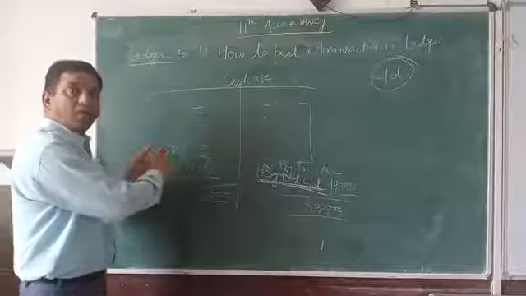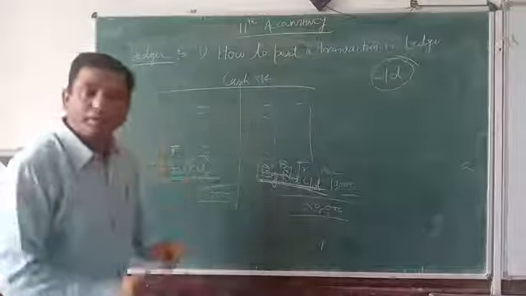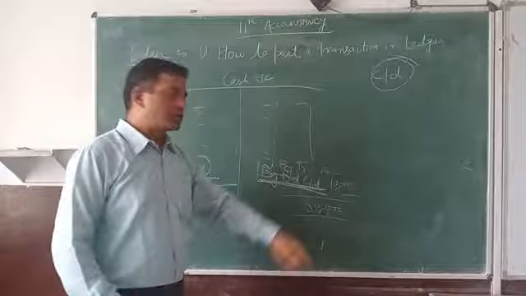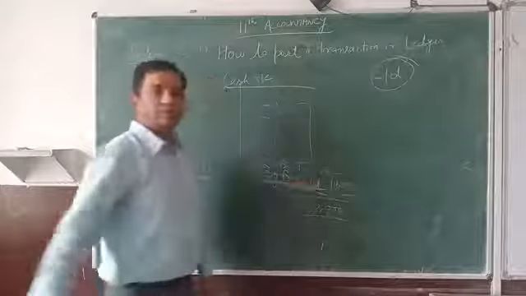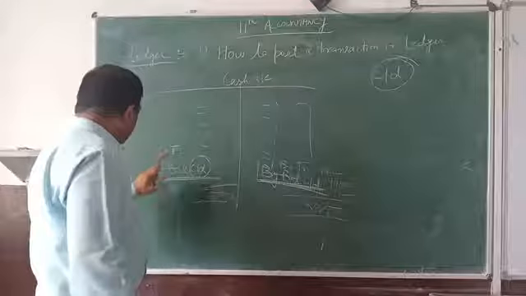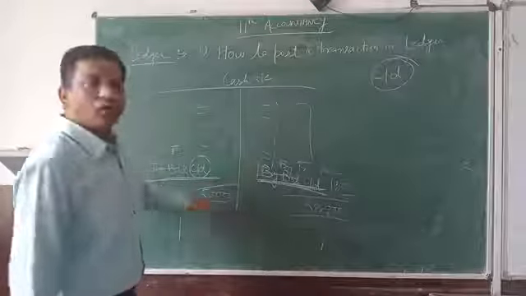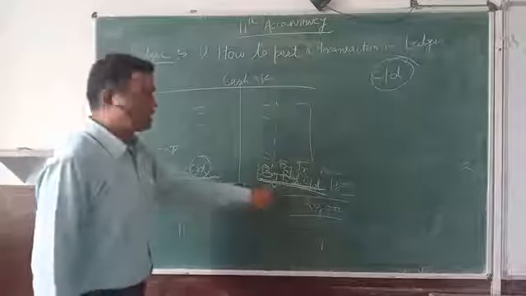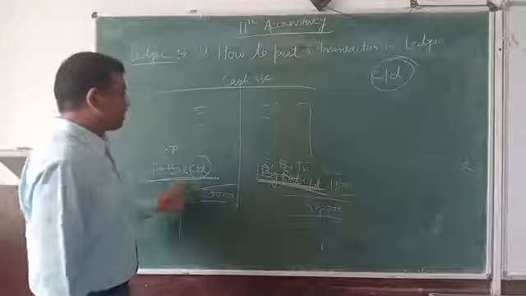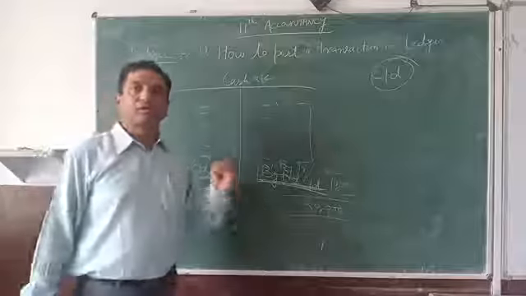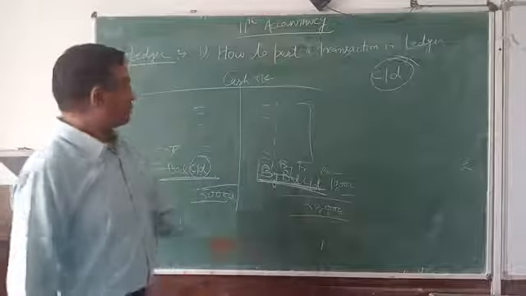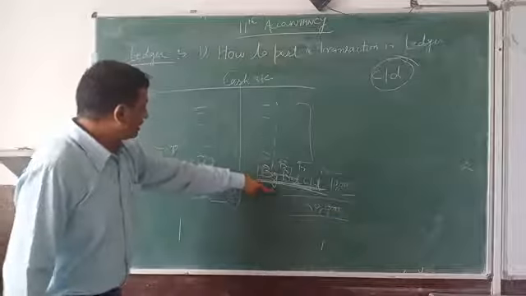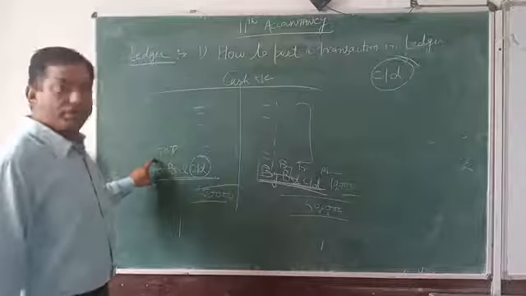But this will happen only in case of nominal accounts. While all the real accounts, all the personal accounts, will be closed by putting the words by balance carry down or to balance carry down. While all the nominal accounts will not be closed by putting their balance as by balance carry down or to balance carry down, their balance will be transferred to the trading profit and loss account. If this side is greater, by trading profit and loss account. If this side is greater, to trading profit and loss account.